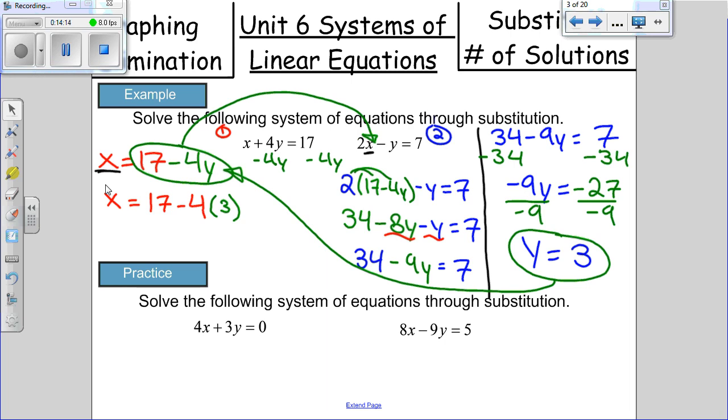But sometimes you have to keep going. In substitution, you'll never have to keep going. That's why I like substitution, because it makes the second number really easy to find. If you use elimination, then you do have more algebra to do sometimes. If I put that in my calculator, my answer is x equals 5. So the solution to this system of equations would be x equals 5, y equals 3.